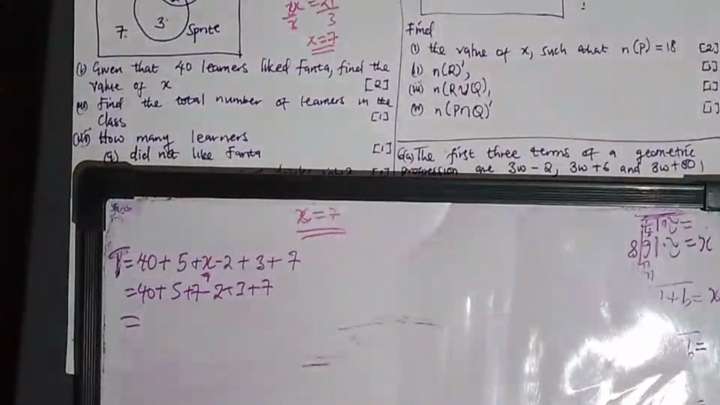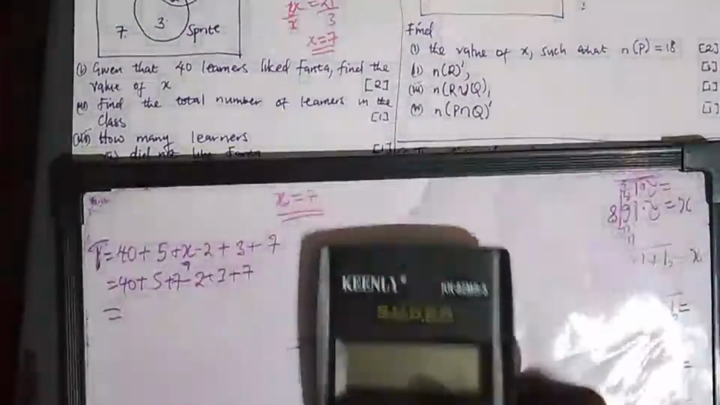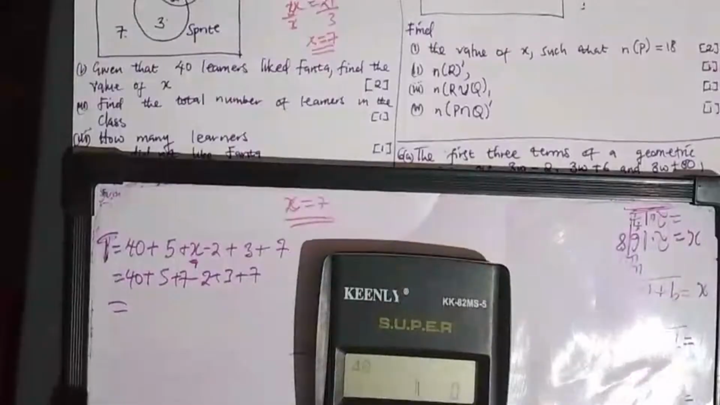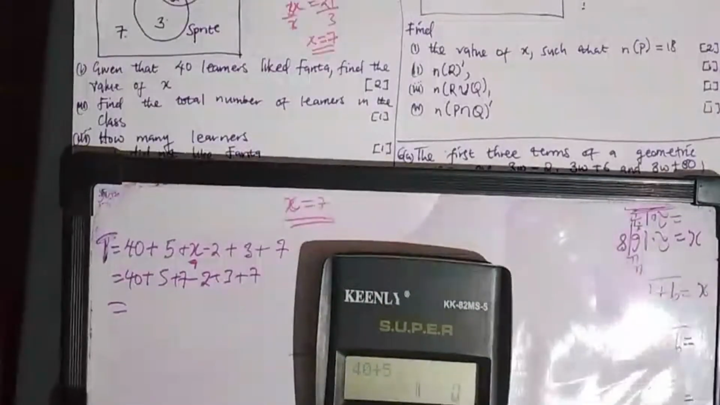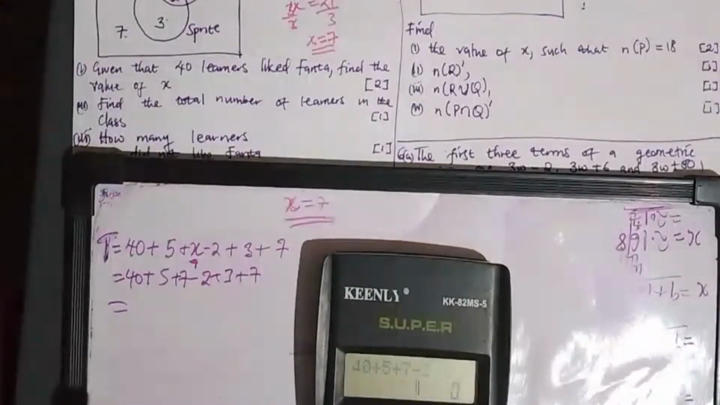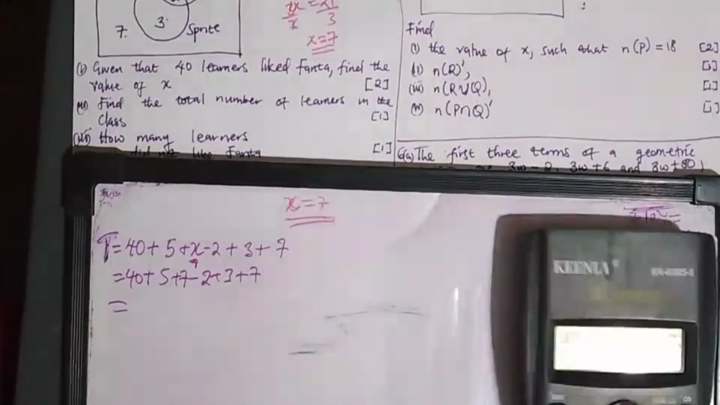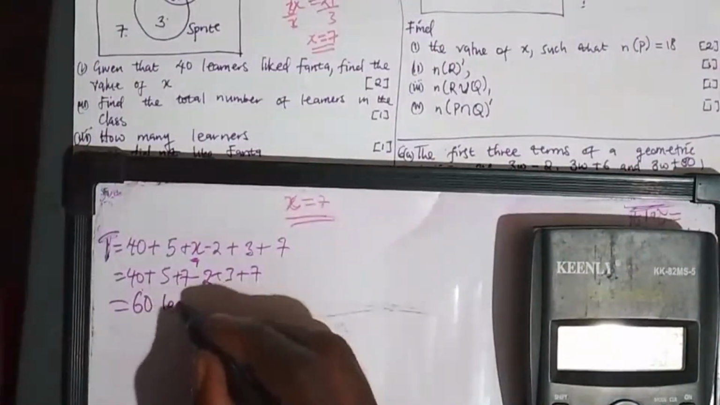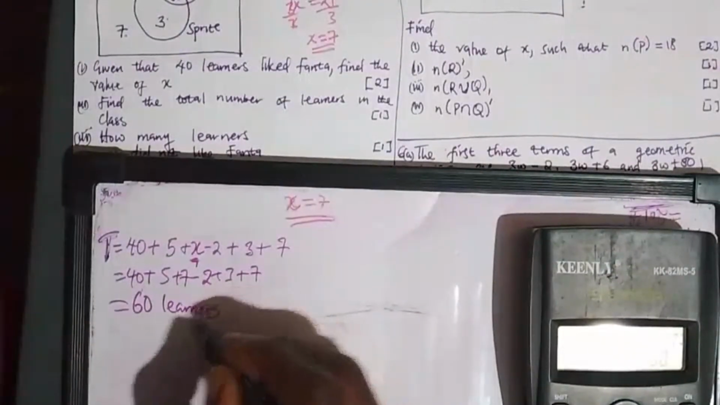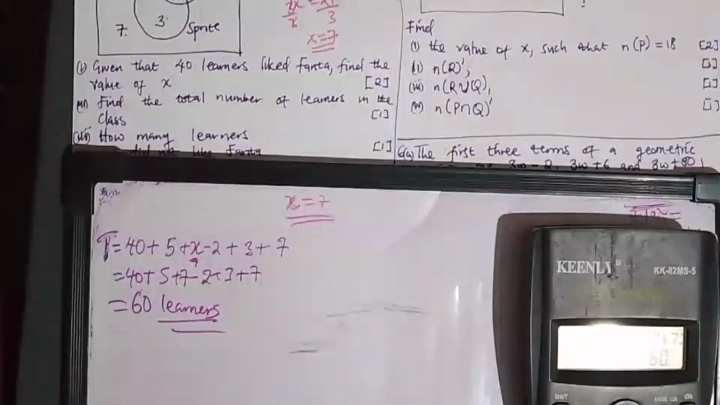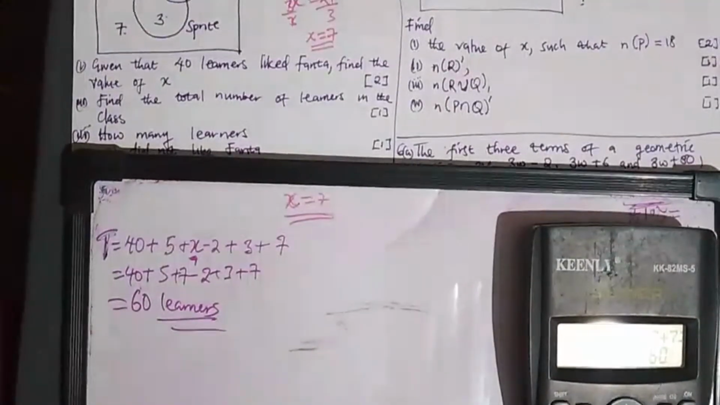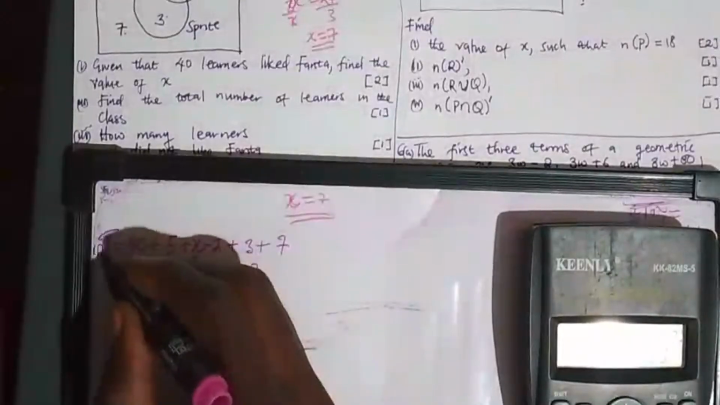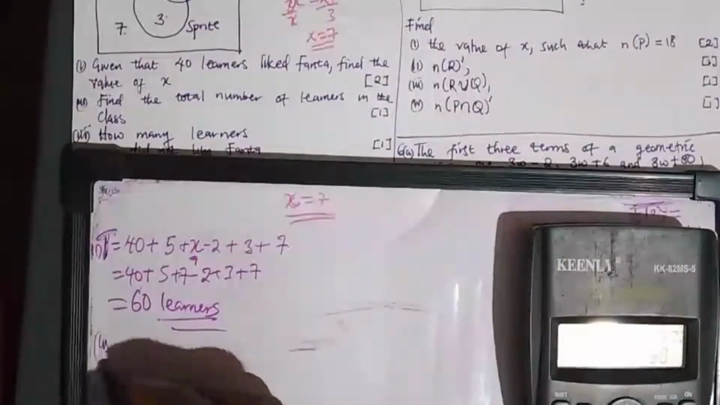Yeah. And you have a calculator. So you say 40 plus 5 plus 7 minus 2 plus 3 plus 7, which gives us 60 learners. So 60 learners were at this school, meaning you have solved your question 2. So moving on to question 3.